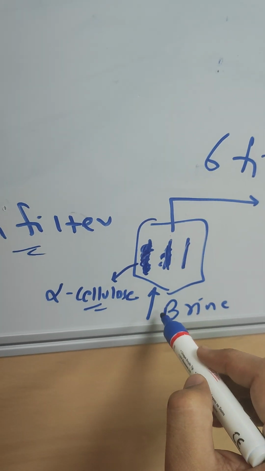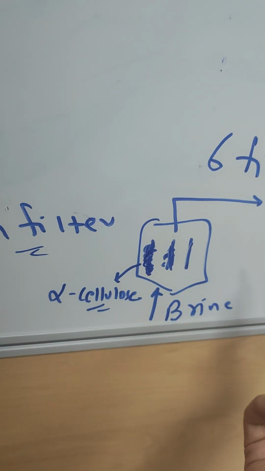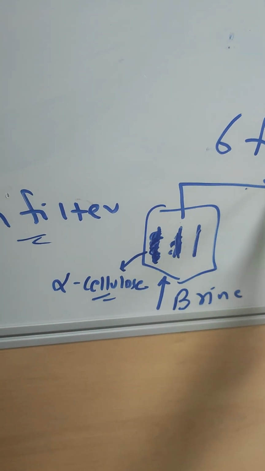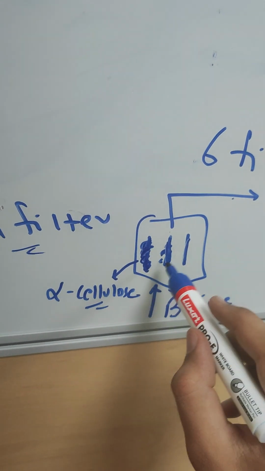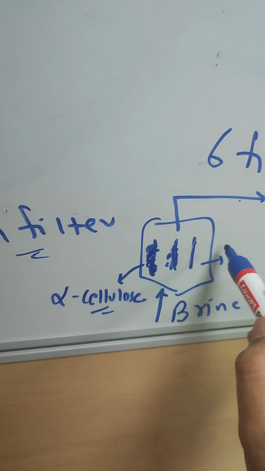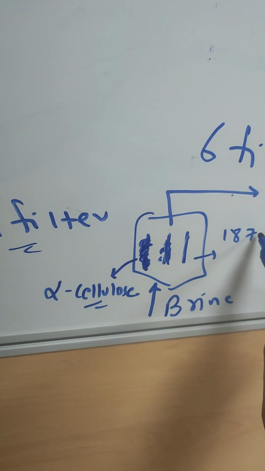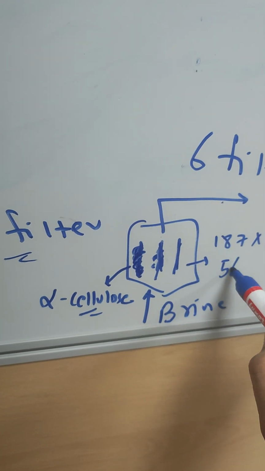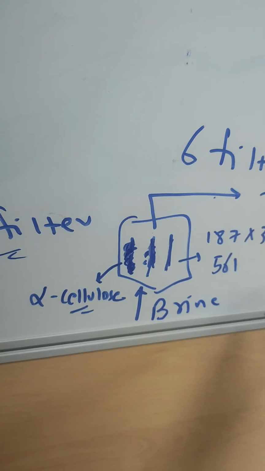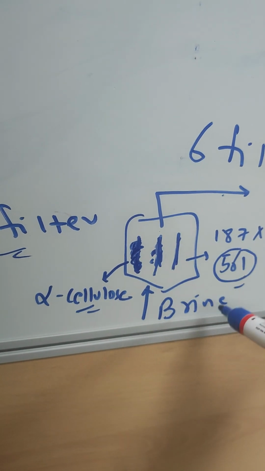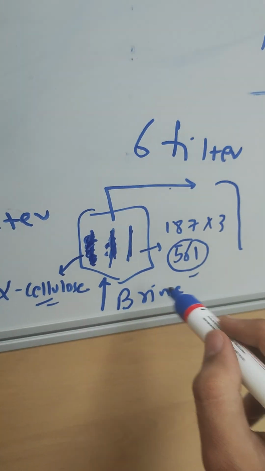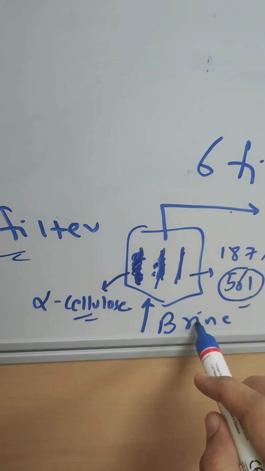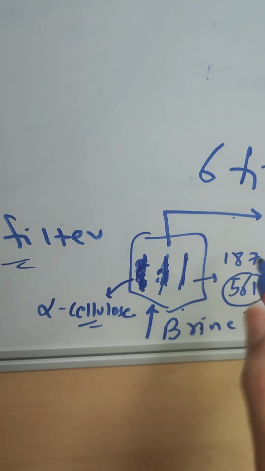And what is the main purpose? The main purpose is to again remove the suspended solids from the brine. We have 187 candles per rod, and with 3 rods, 3 times 187 is approximately 561. So 561 candles in total are there in one filter. We have 3 polish filters, like we have 6 anthracite filters.